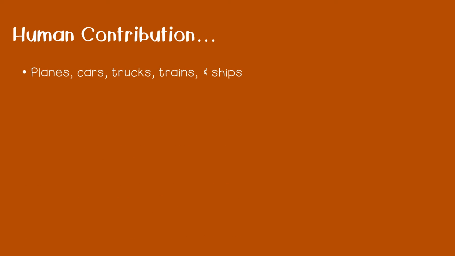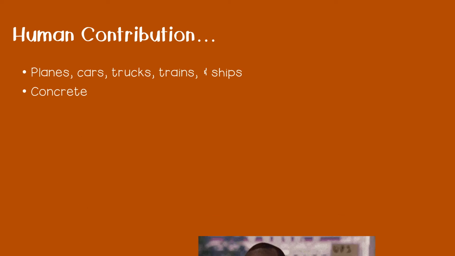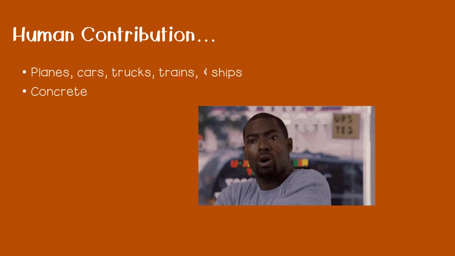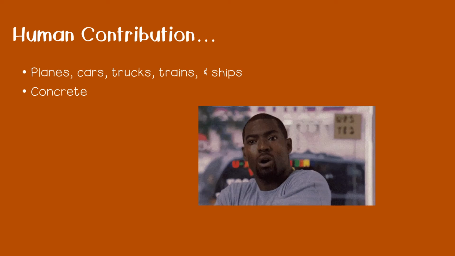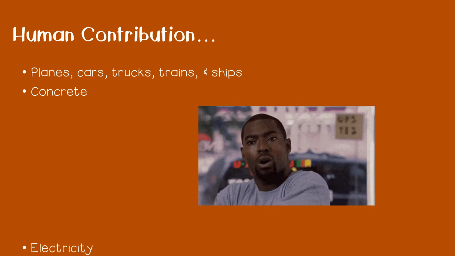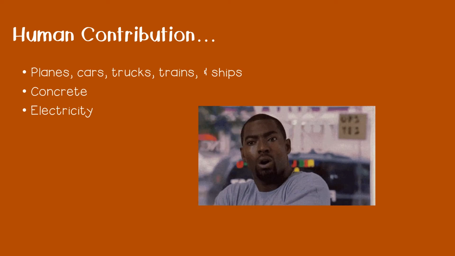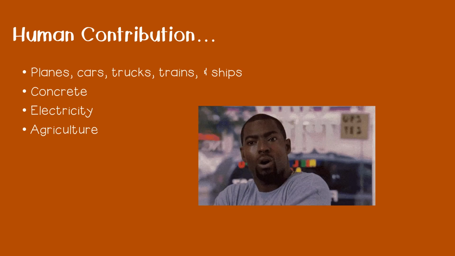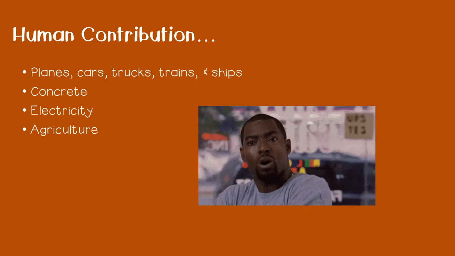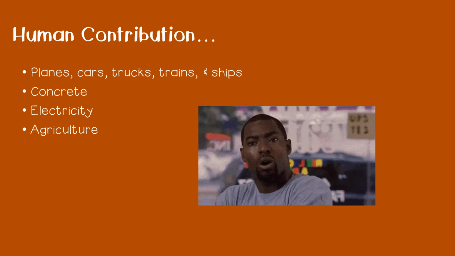So planes, cars, trucks, and trains, all of those things use fossil fuels, that gasoline, and that's pushing that gasoline back into the atmosphere and causing those greenhouse gases to increase. Concrete, which I didn't even know, when you mix all the materials together, it's releasing carbon dioxide into the atmosphere. All right, electricity uses fossil fuels. Agriculture, so a lot of fertilizers that people use in agriculture are releasing more carbon dioxide into the atmosphere.